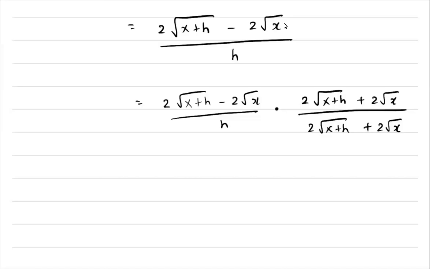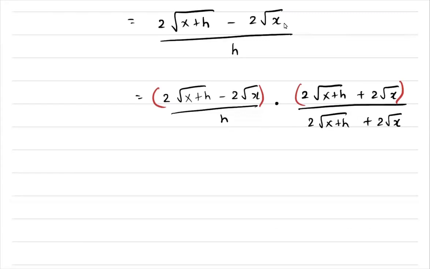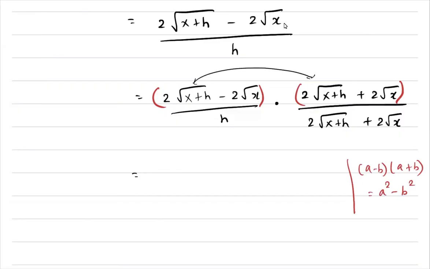So then what happens is your numerator is this times this. Now, if you look at this, it is of the form a minus b times a plus b. That should tell you that there is this identity. When you multiply a minus b times a plus b, you get a squared minus b squared, right? So knowing that, let me see what happens to my expression here. So this a is this, right? So this and this get multiplied. So 2 times 2 is 4, and square root of x plus h times square root of x plus h is just x plus h.